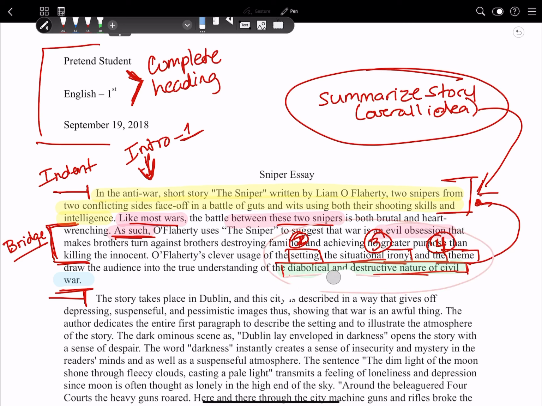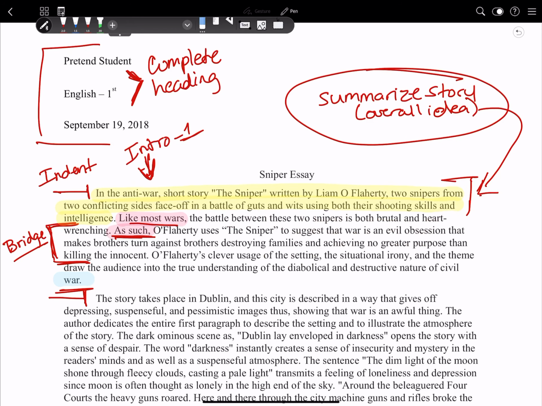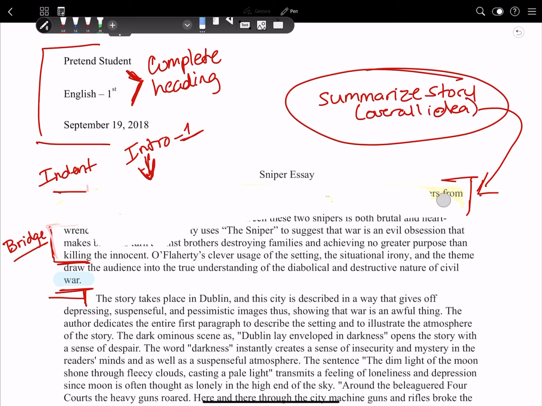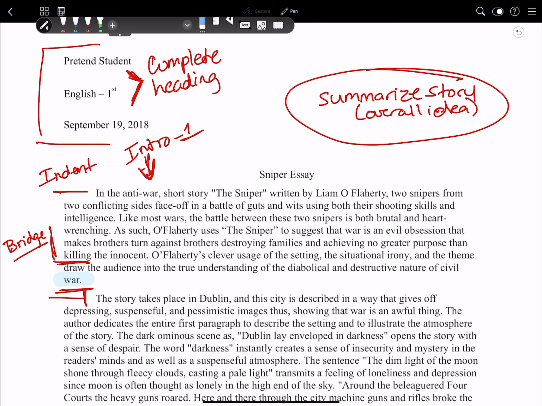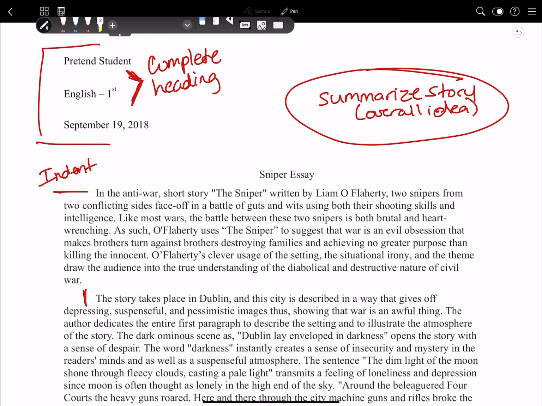So just to recap, let's reread what she wrote one more time, okay? Just to kind of remind ourselves one more time of what she did here. All right? So the very first thing she does is she has this intro at the very, very beginning. In the anti-war short story, The Sniper, written by Liam O'Flaherty, two snipers from two conflicting sides face off in a battle of guts and wits using both their shooting skills and intelligence. Then she has a bridge.